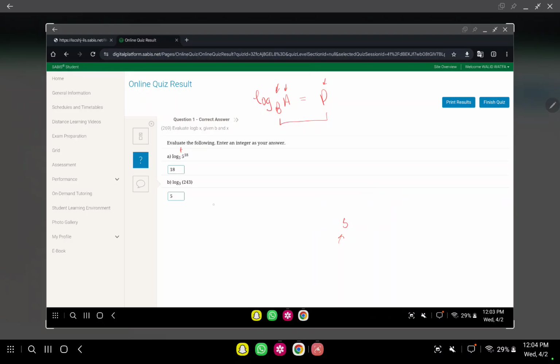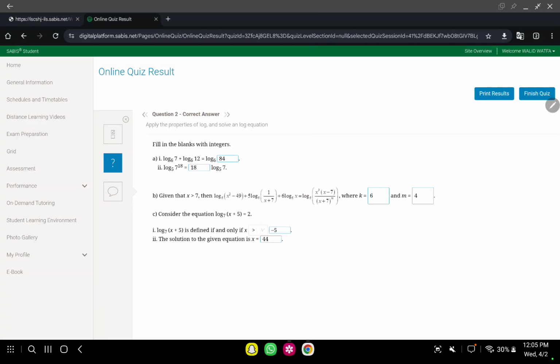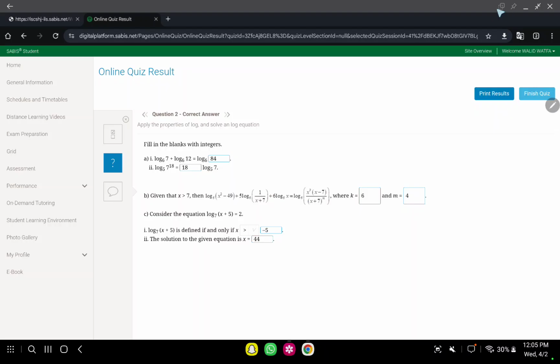Over here, log base 3, 243. Obviously here we don't really know what to do, but same thing, you need to always try and express it in terms of the base. So 243 is actually, I think it's 3 to the power of 4. No, 3 to the power of 5. So it's going to be log base 3, 3 to the power of 5, right? So you can cancel the 3 with 3, you're going to get 5. Very easy.